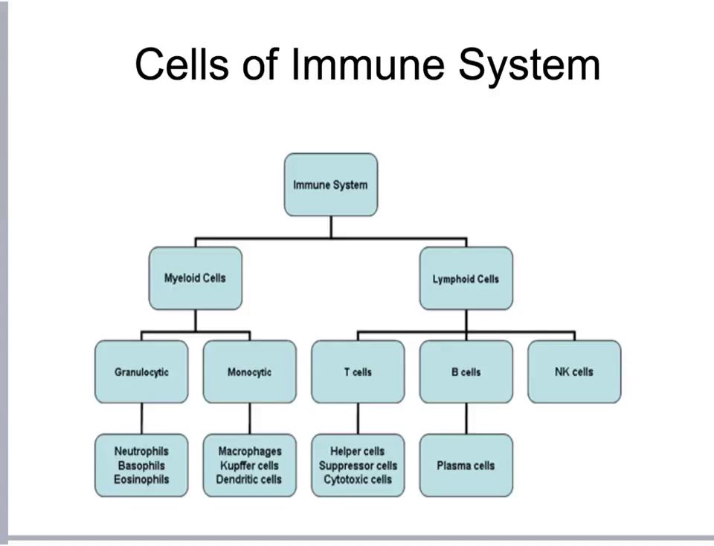These are the cells of the immune system. Here we have the immune system, then you have your myeloid cells, and then they're divided into what you call granulocytic and monocytic cells. The granulocytic include the neutrophils, basophils, and eosinophils, and the monocytic include the macrophages, the Kupffer cells, and then dendritic cells. Now, in the lymphoid cells, we have the T cells, which include the helper T cells, the suppressor T cells, and the cytotoxic T cells. We have the B cells, which also include the plasma cells, and then we have the natural killer or NK cells.